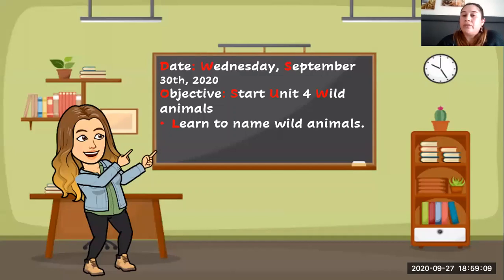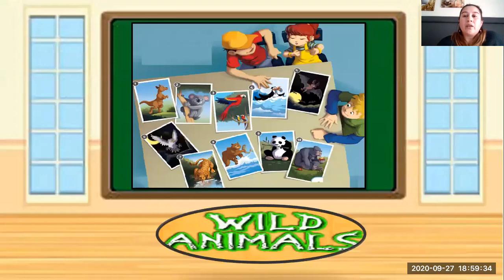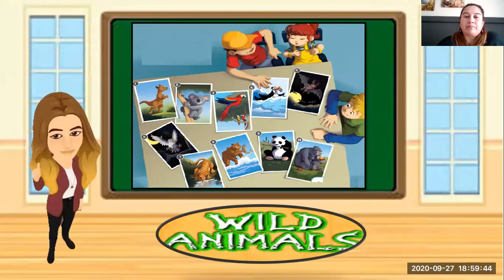We are going to learn to name wild animals and we are going to learn to express animal characteristics. In this unit, we are going to learn the names of some wild animals and how to express their characteristics, if they are big, small, fast, slow, etc. Ok? So, this must go in your notebook. Pay attention. It says wild animals. Let's see what these kids are talking about. Listen carefully.